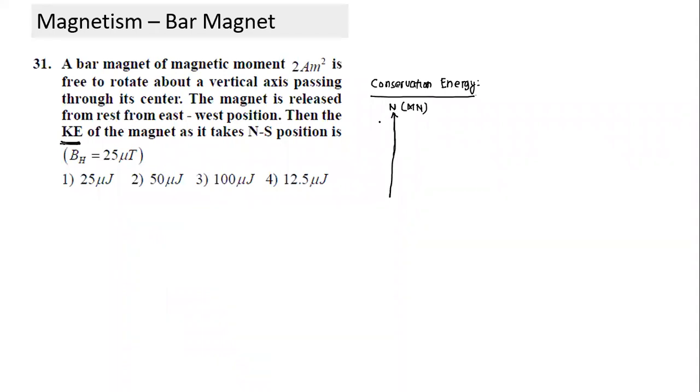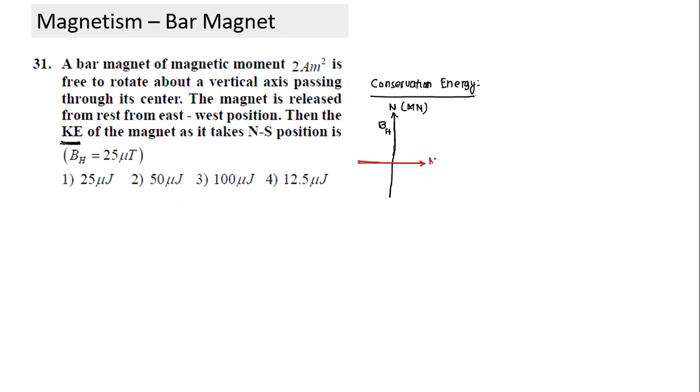north and magnetic north are the same unless mentioned otherwise. So this is the direction of B at that place, and since it is free to rotate about a vertical axis, this is the direction of BH, the horizontal component of Earth's magnetic field. And what is the initial state of the magnet? Let's start from the east-west position. Let me try to mark how the magnet is initially. Initially, the magnet is like this.